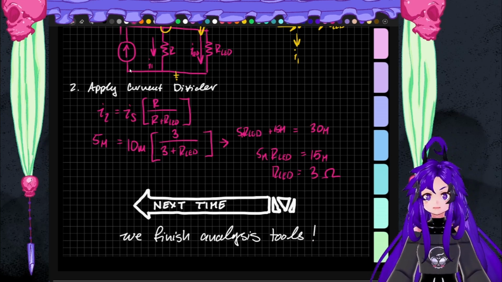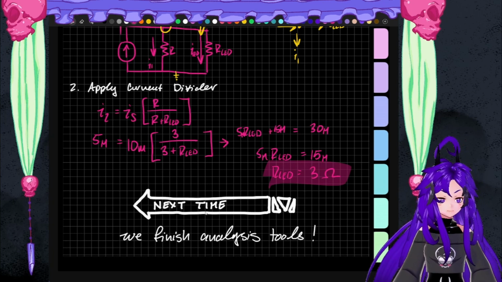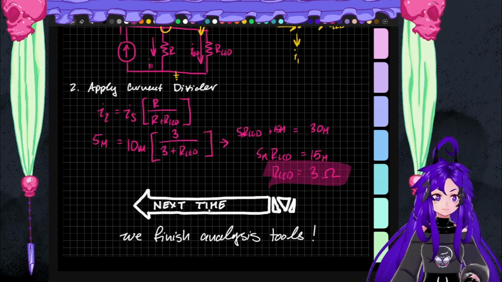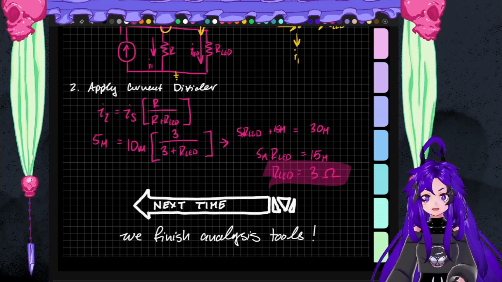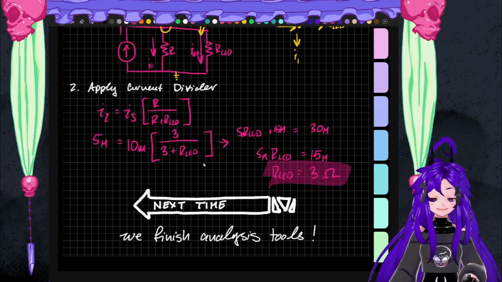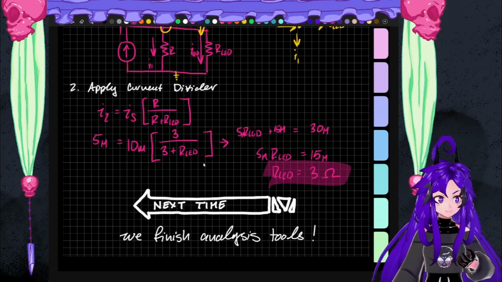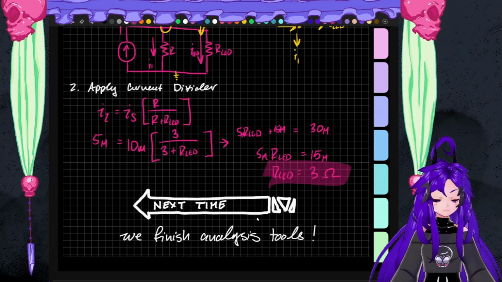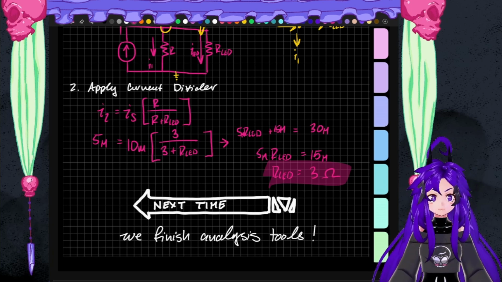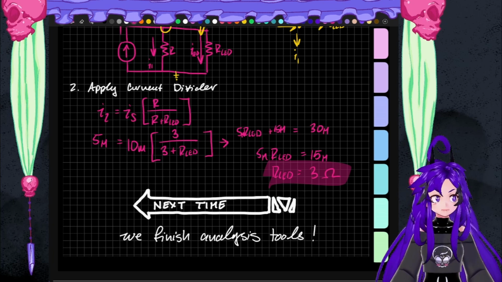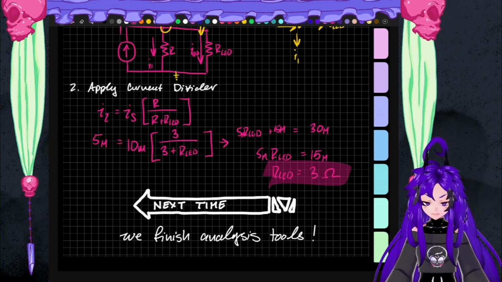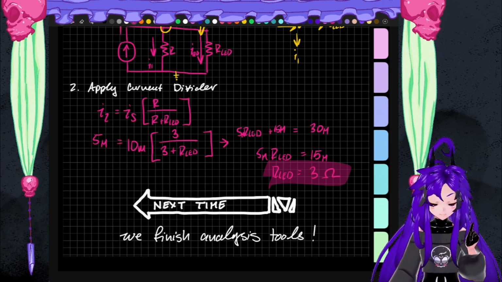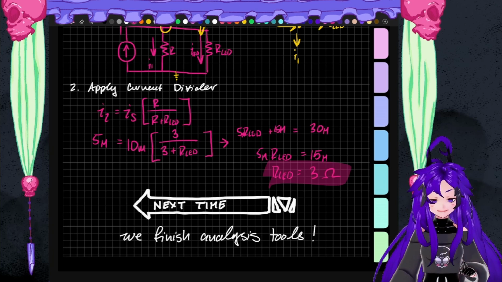So I firmly suggest trying to apply these tricks. They are convenient. They are also simpler calculations, so they're less likely to cause simple carry errors and things like that. It is good strategy. Next time we're going to finish the analysis tools, and then we will move on to more complicated circuits after that. So next time, look forward to the return of mesh and node analysis.